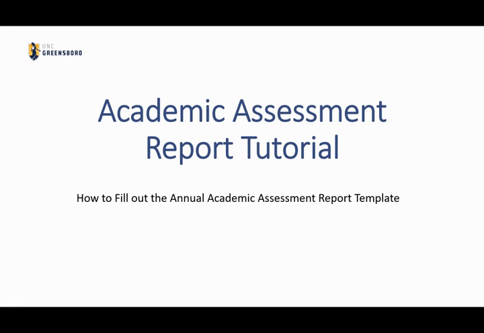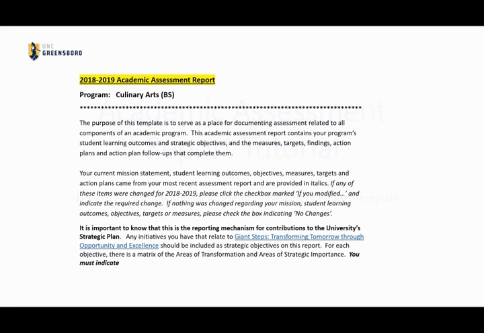The purpose of this tutorial is to help an academic program's representative understand how to fill out the Academic Assessment Report template. Each spring, the Office of Assessment, Accreditation, and Academic Program Planning emails assessment report templates to academic programs.